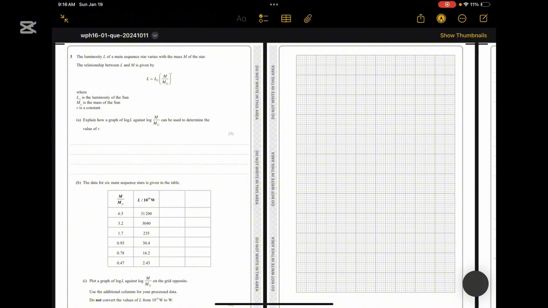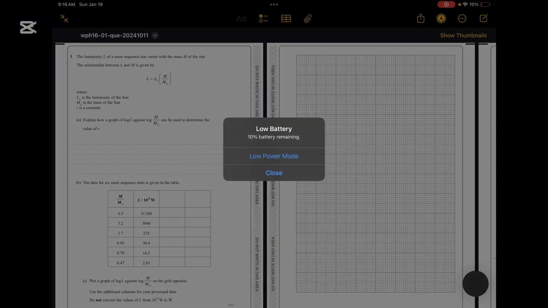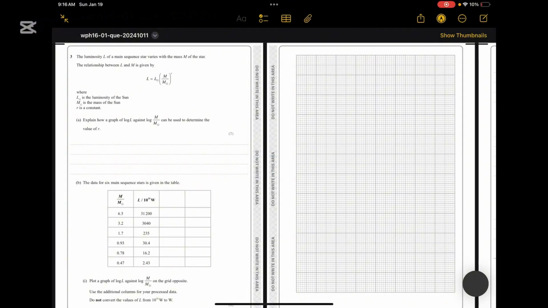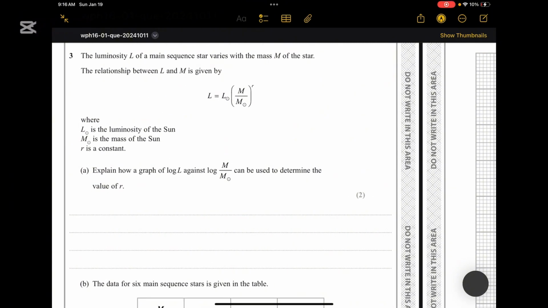Hi guys, so let's start solving question number 3 right now. In question number 3, they have said the luminosity of a main sequence star varies with the mass m of the star. The relationship between L and m is given by this, where L is the luminosity, m is the mass, and r is a constant. Explain how a graph of log L against log m can be used to determine the value of r.